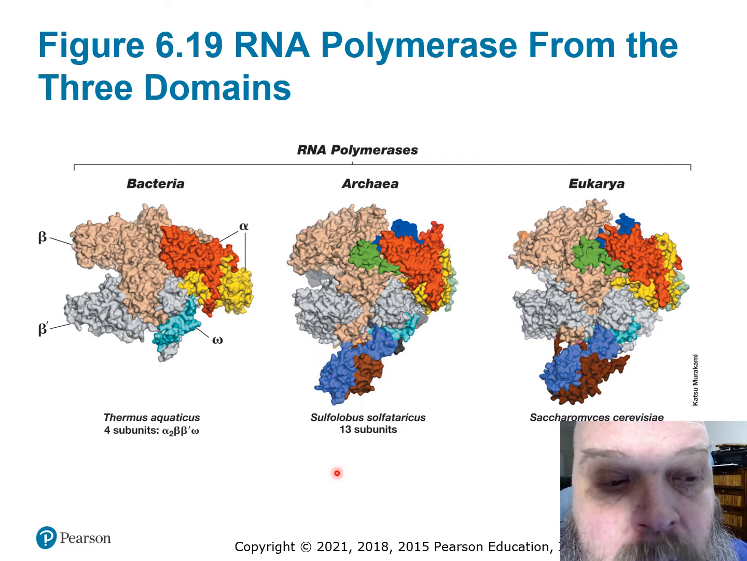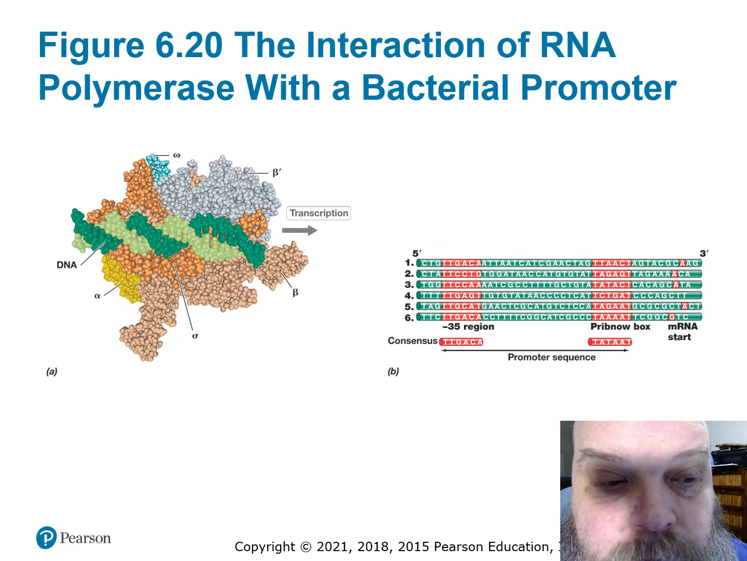When you look at the RNA polymerase across the living cells, bacteria, archaea, eukaryotes, there are going to be multiple portions: alpha, beta, beta prime, and omega. I forget what the Greek letter omega thing is supposed to be. Archaea are a little more advanced, and eukaryotes are quite a bit more advanced in what's there and what they can do.